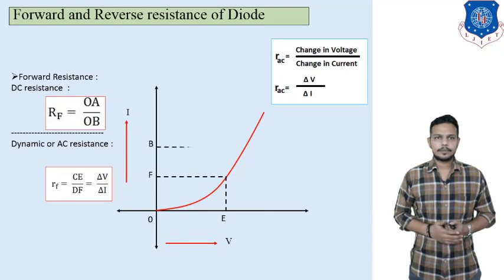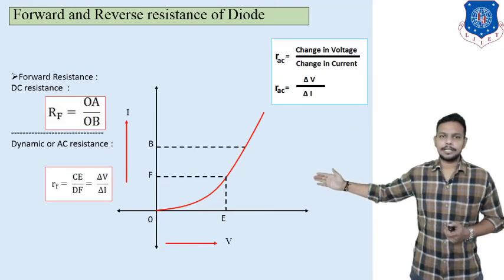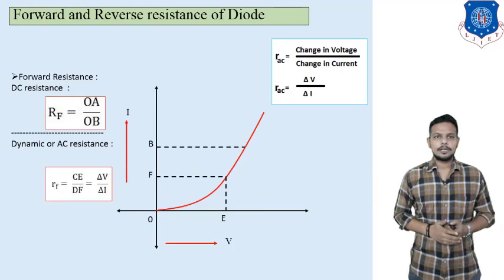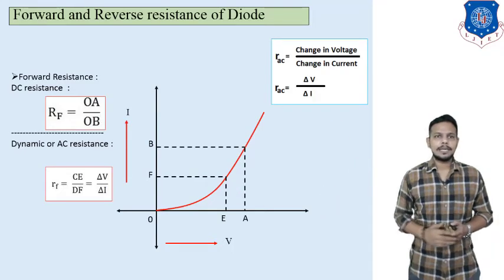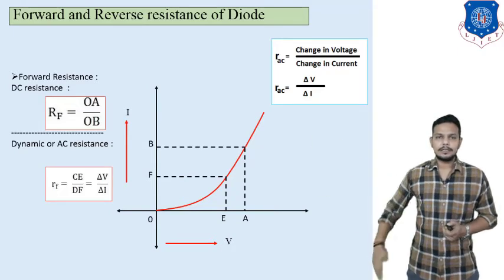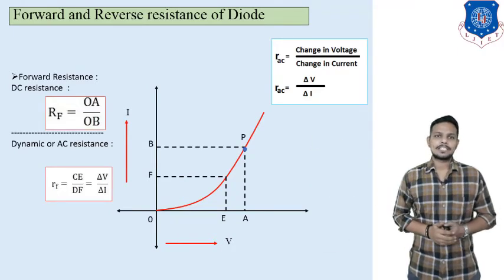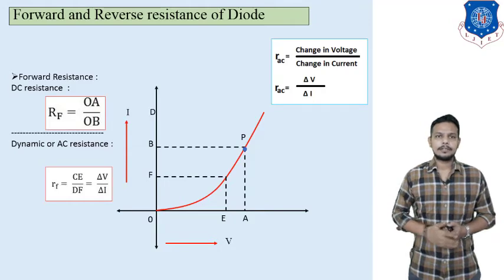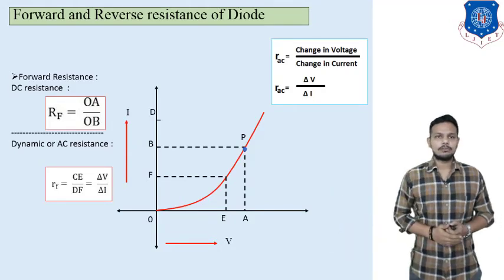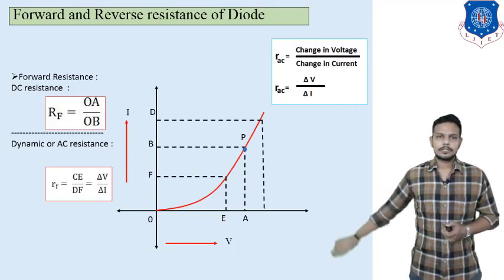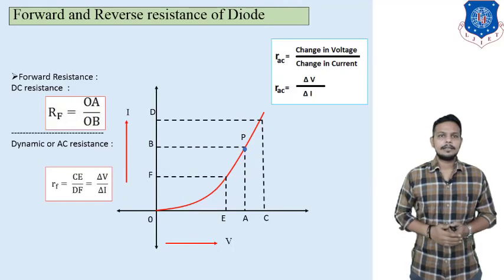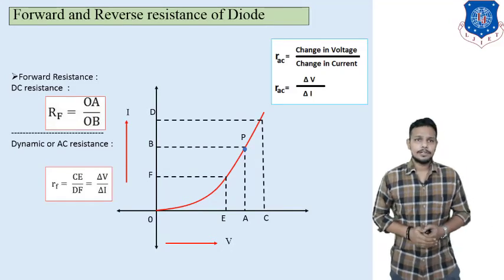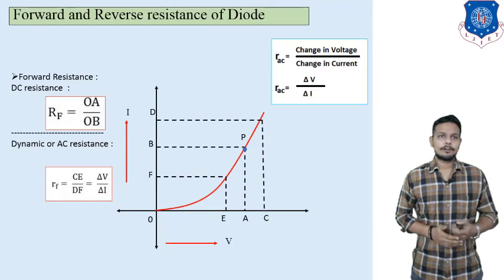Similarly, at different voltages we can get different current values. So these are A and B, and due to A and B the point generated is known as the P point. Similarly here, with different voltages we can find different currents. So these points are C and D. Now we are finding the forward resistance and reverse resistance.